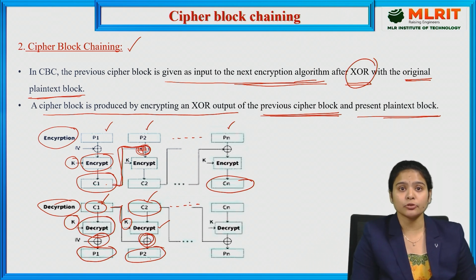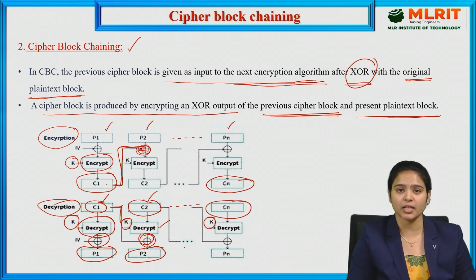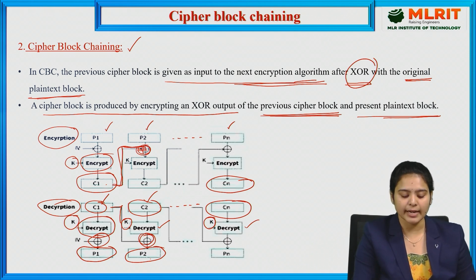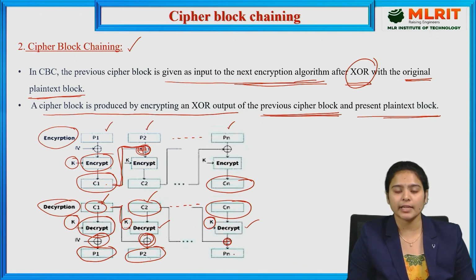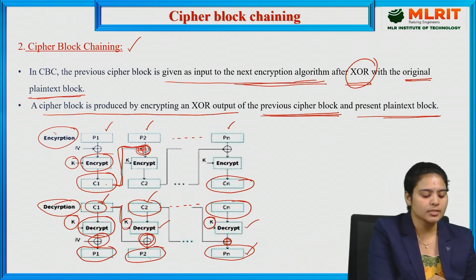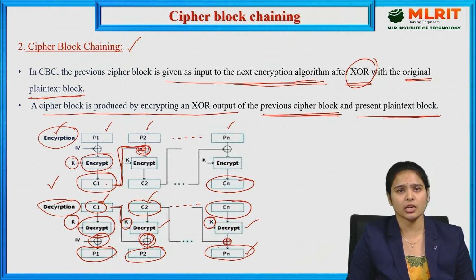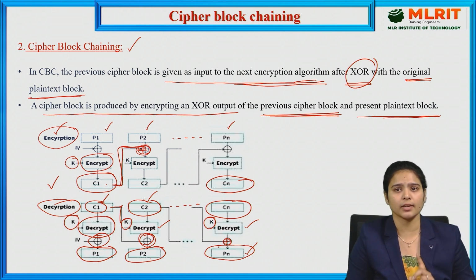Like that, we need to continue this process up to CN, and we need to use the secret key K and decrypt this again. With the previous ciphertext, we connect an XOR operation, and we will get the plaintext output PN. So that is the process of encryption and decryption. In every block chaining method, we need to run two processes: one is the encryption process and the second one is the decryption process.